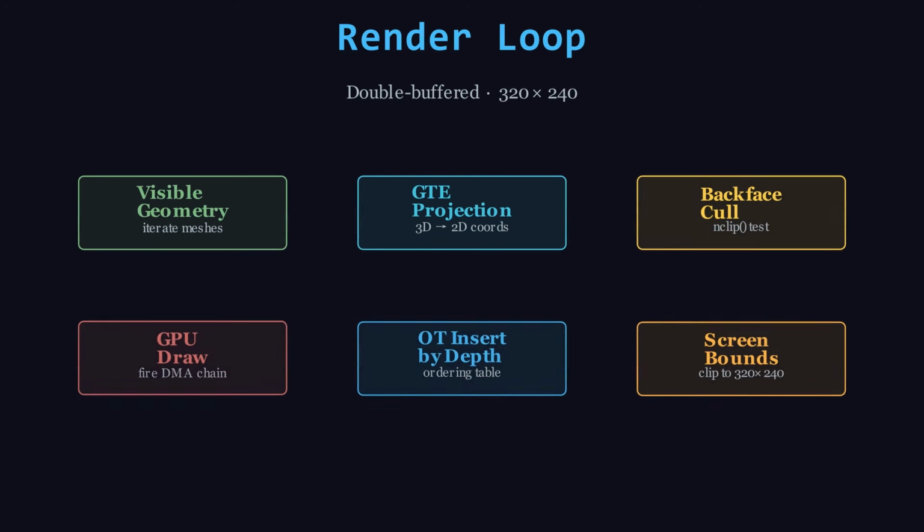But let's talk about how PSX Splash renders stuff, because this is where stuff actually gets intense. The renderer does double buffered 320 by 240 output. Every frame it goes through all visible geometry, runs the vertices through the GTE for projection, does backface culling, checks screen bounds, inserts everything into the ordering table by depth, and fires it off to the GPU.